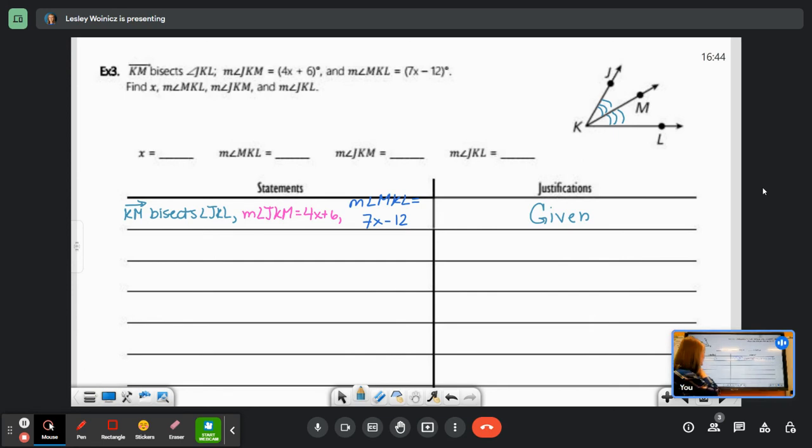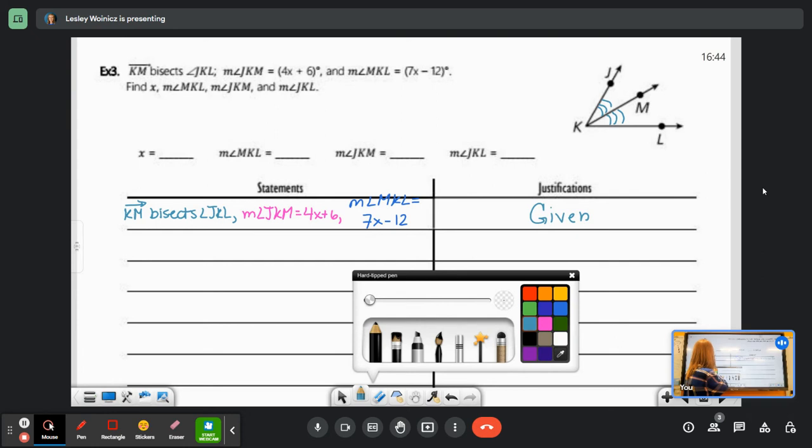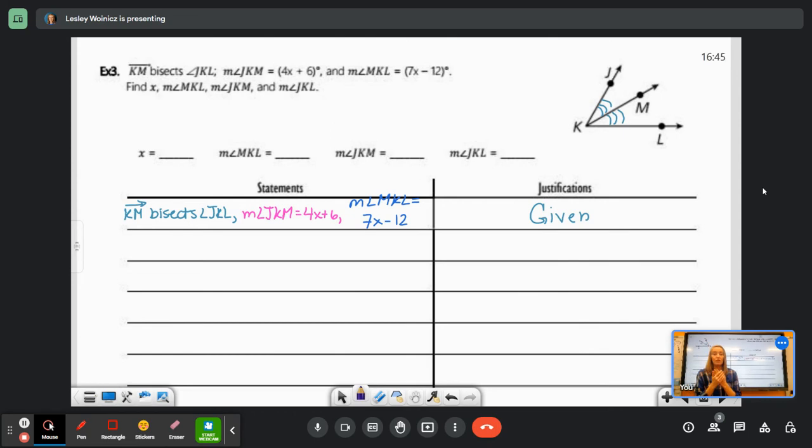Okay, the next thing we know is that we already marked it on our picture, JKM and MKL are congruent. And so here's the thing. We have to get some equation with their angle measures, okay, that we can solve. But to get their angle measures, we need to have a relationship on being able to say, okay, what's congruent to what? So that's what we're going to do. So we know that those two are congruent because of the definition of a bisector.